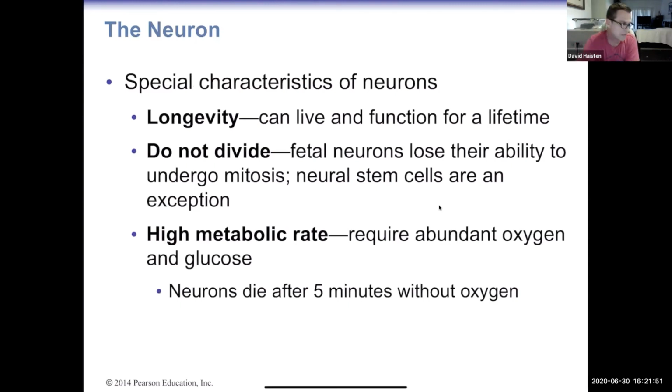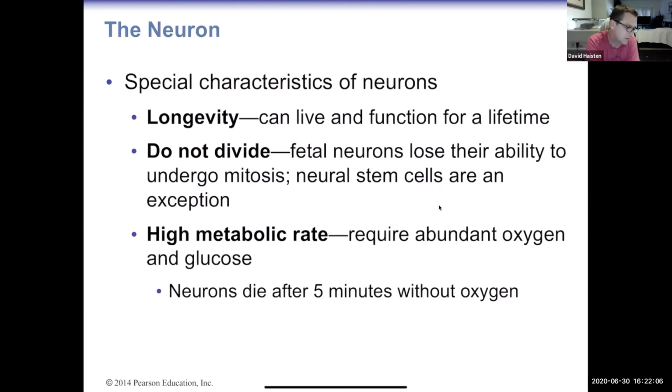Okay, longevity. Neurons live and function for a lifetime, outlasting you by 100 years. They do not divide. Fetal neurons no longer undergo mitosis. Neural stem cells, yeah, I mean, during development you have some stem cells.